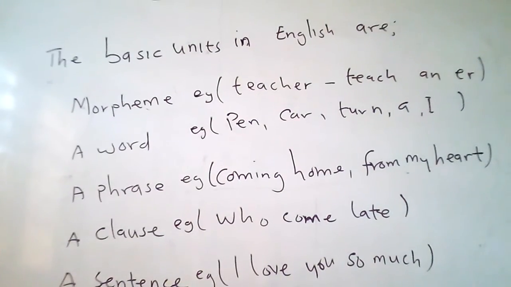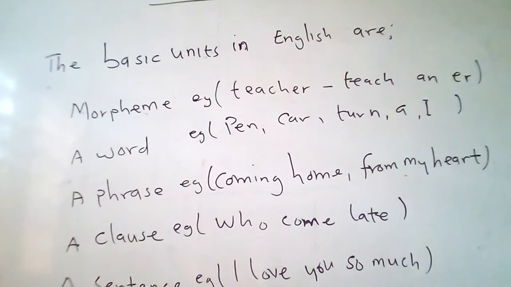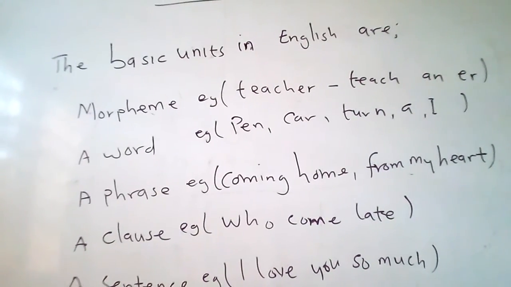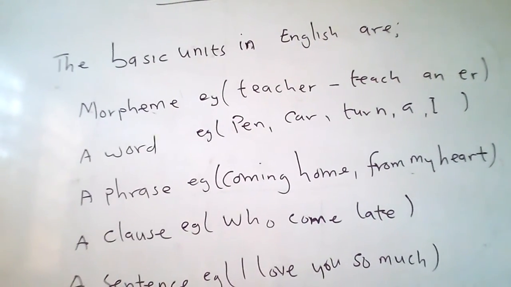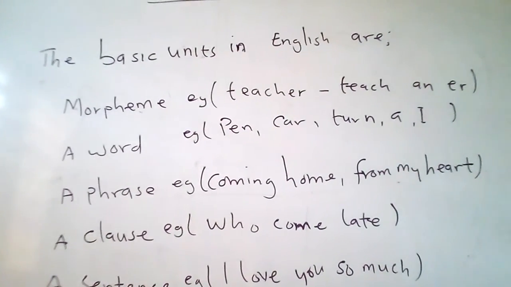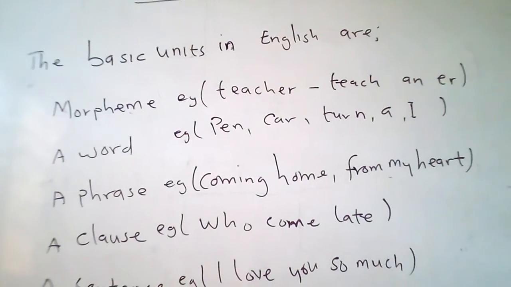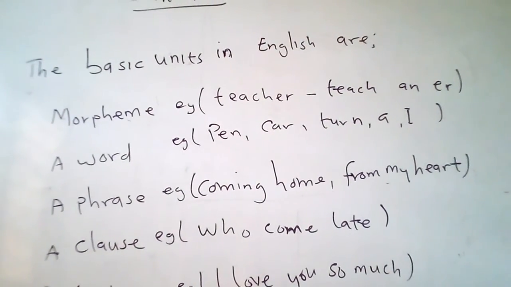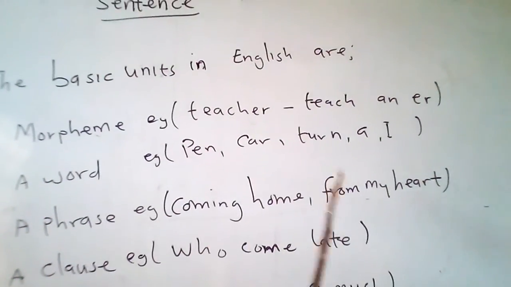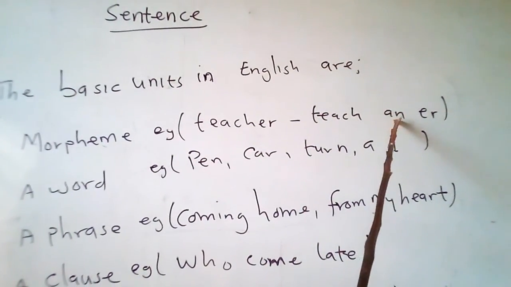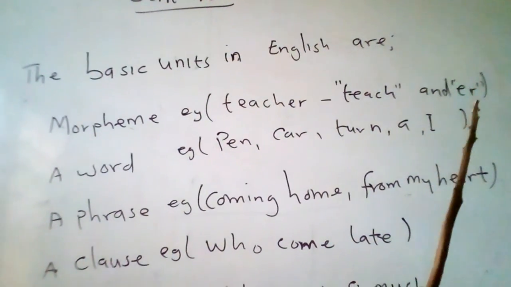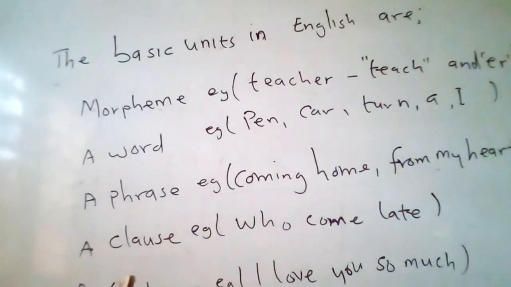The morpheme. This is the smallest and the simplest meaningful part of a word. A morpheme contains no other smaller part or unit that can stand on its own as meaningful as the morpheme is. For example, the word teacher contains 2 morphemes, the teach and then the er.